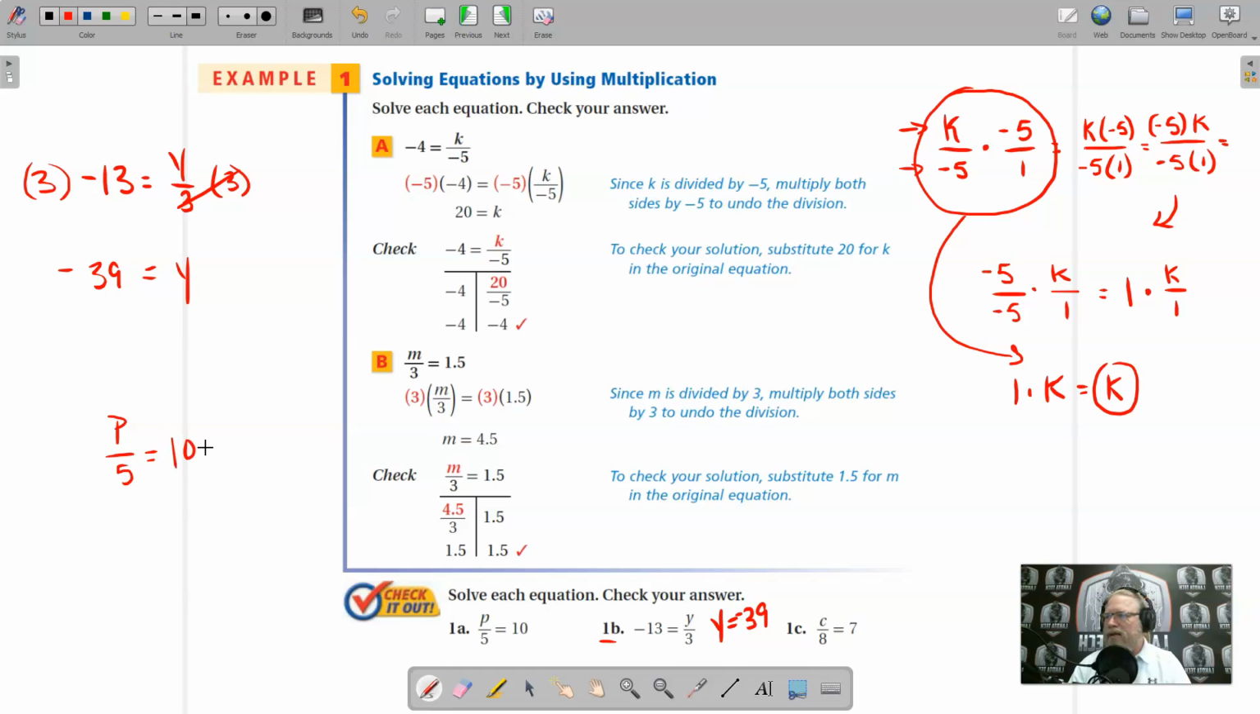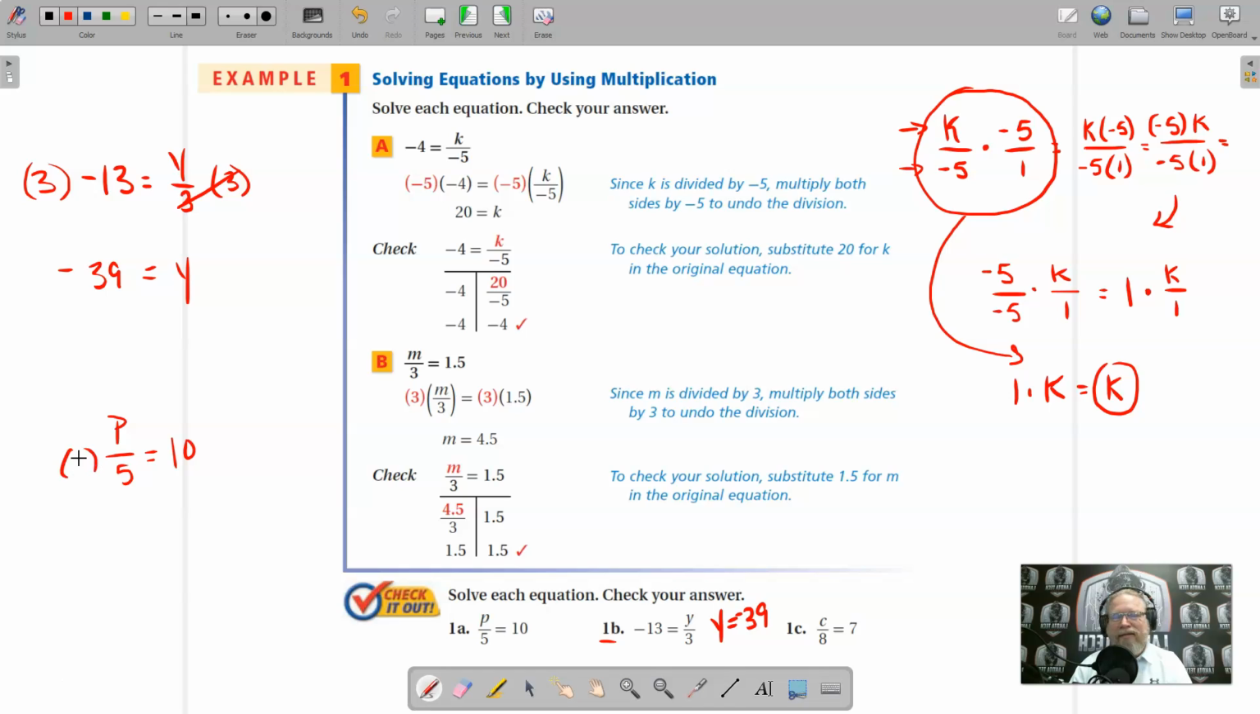I'll go ahead and choose this because the variable is now on the left. The P is tied to the 5 through division. Multiplication is the opposite operation. Here, let's start over. The P is tied to the 5 through multiplication. The opposite operation. Nope, I got it wrong again. The P is tied to the 5 through division. The opposite operation is multiplication.